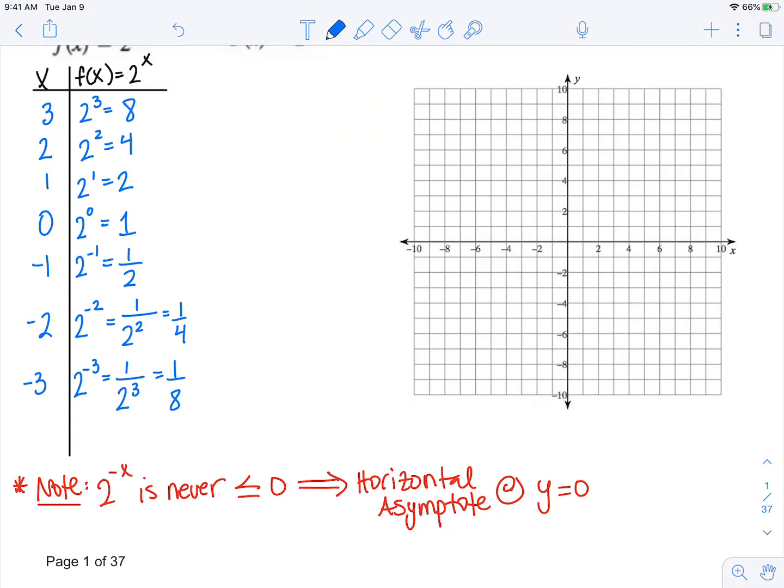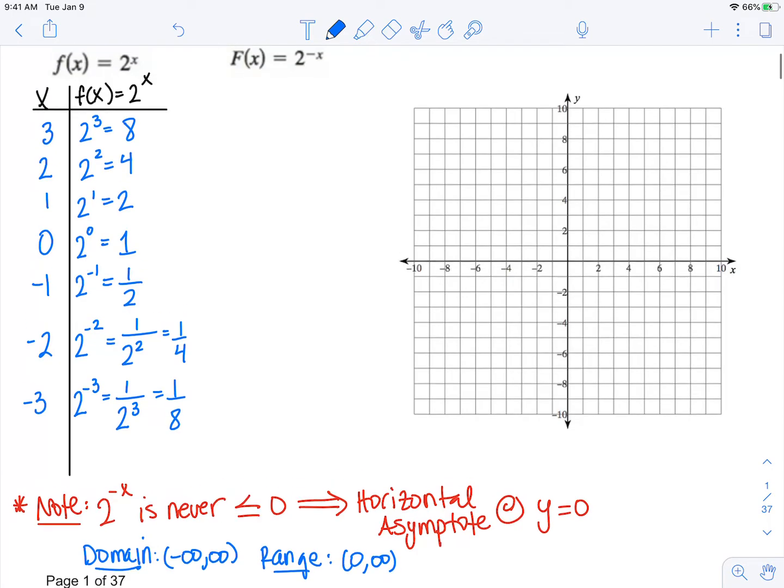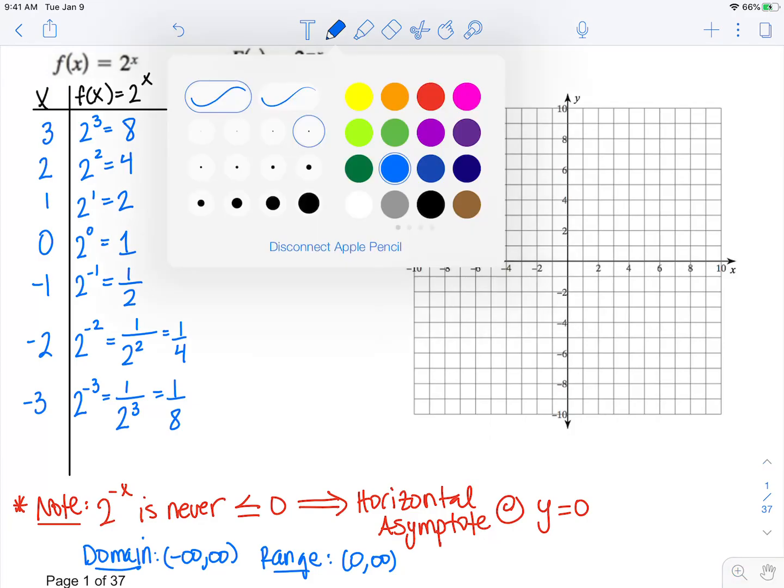So we can see that our domain is going to be -infinity to infinity, because we can plug in any number into our equation, but our range will only be y values greater than 0. That's going to be 0 to infinity. So let's put this all together and graph it.